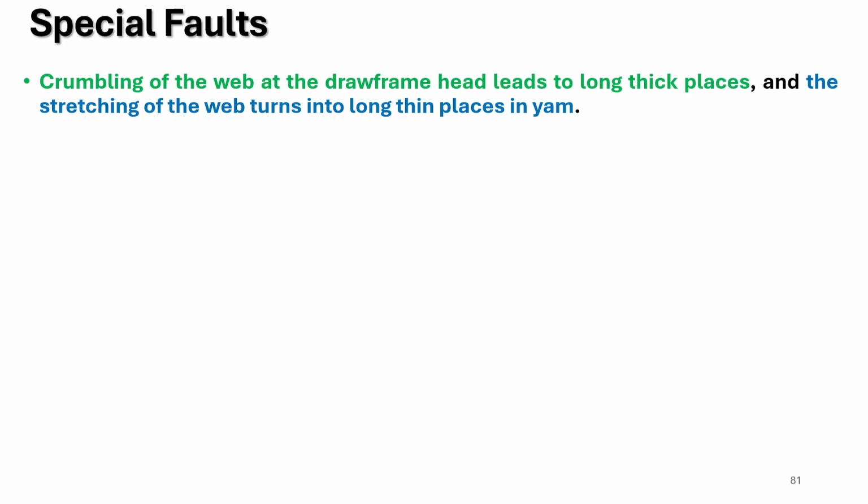So, the special features are: crumbling of web at draw frame heads leads to long thick places. So, that we have to see. If the drafting web is crumbled at the draw frame, then it will create long thick places, and if the web is stretched during drafting, that will create long thin places, that we have to control.